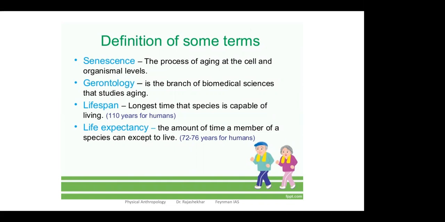So at the level of the cell, what happens to us showing the signs of aging is probably called the senescence process. Senescence is the process happening at the cellular level or at the organism level leading to aging. So senescence can be seen as the process behind aging.